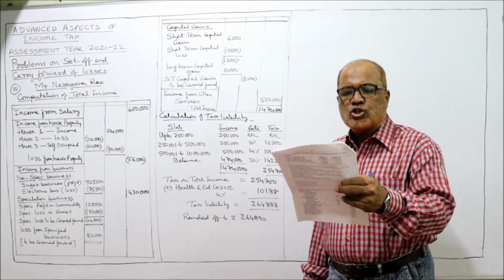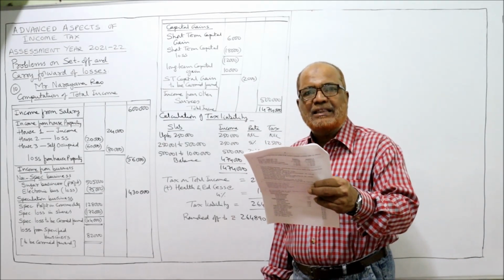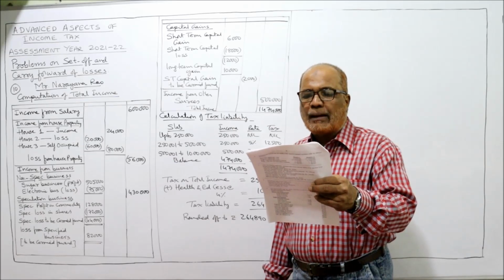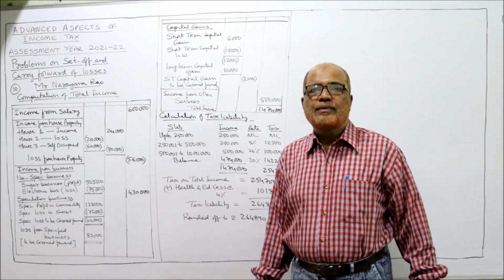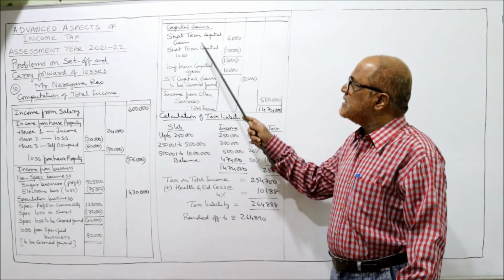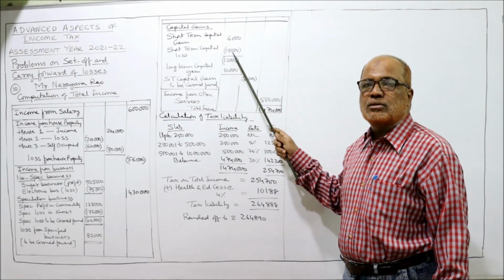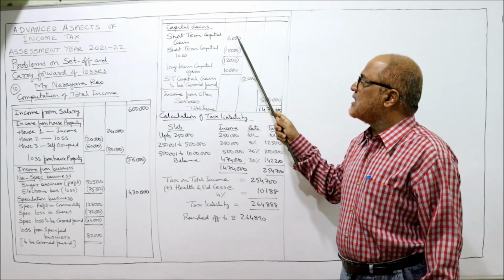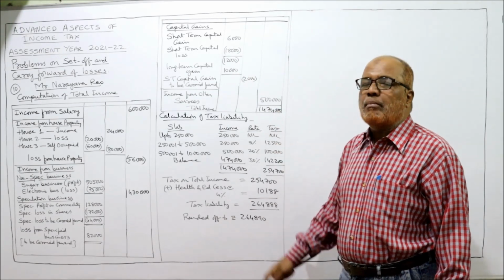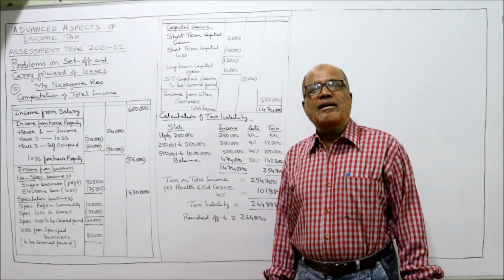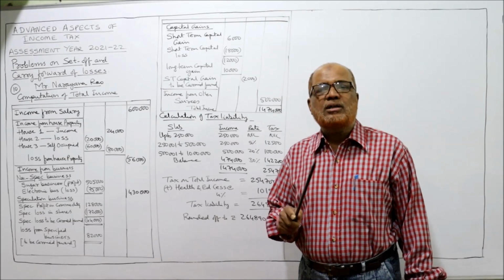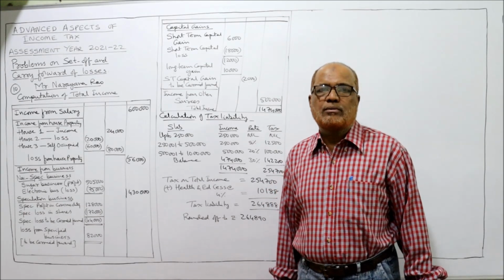In capital gain we have short-term capital loss 18,000 and short-term capital gain 6,000. The short-term capital gain is 6,000 and short-term capital loss is 18,000. So minus 18,000. 6,000 minus 18,000, you will get minus 12,000. Minus 12,000 is the net short-term capital loss.